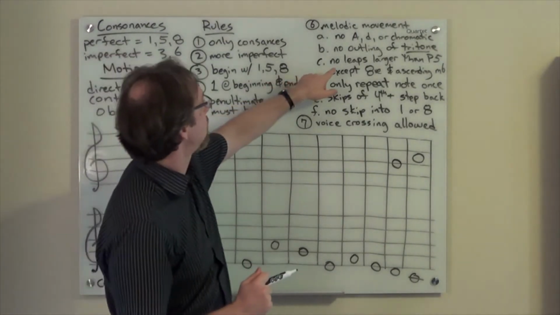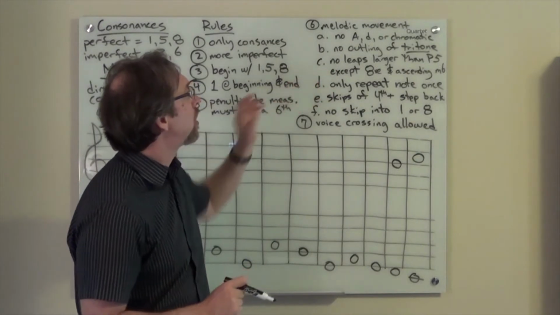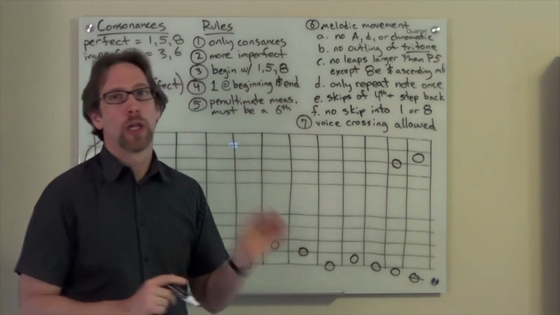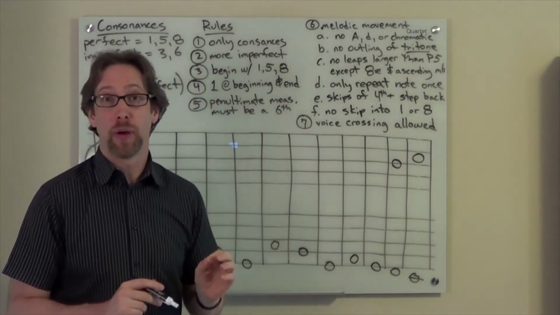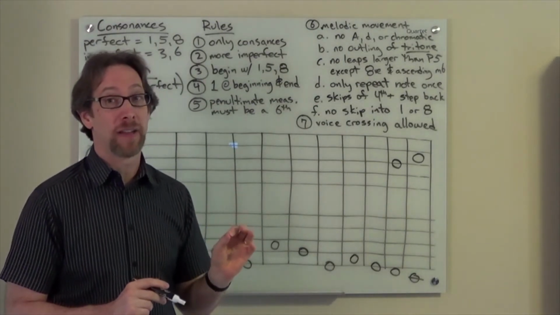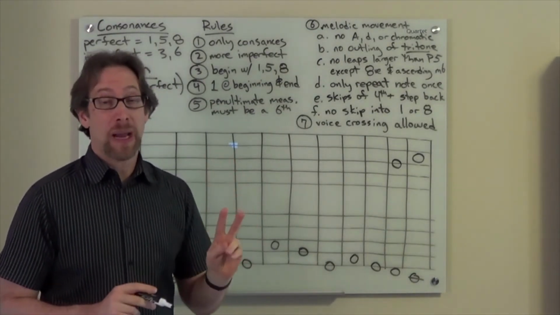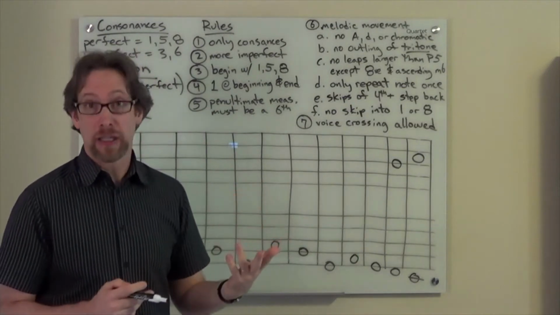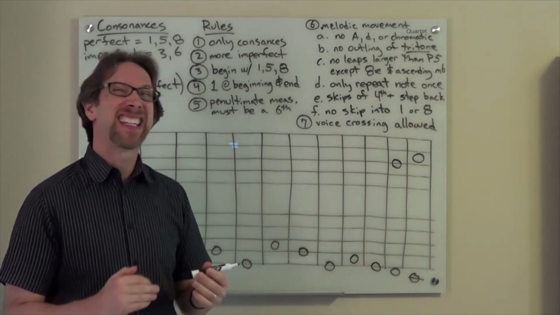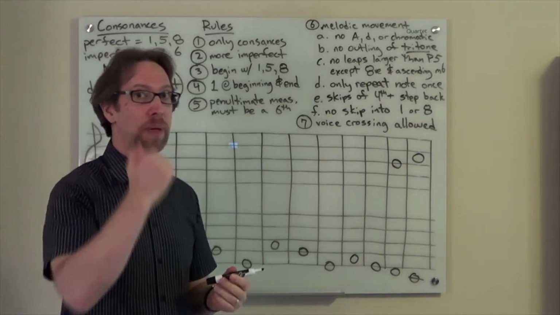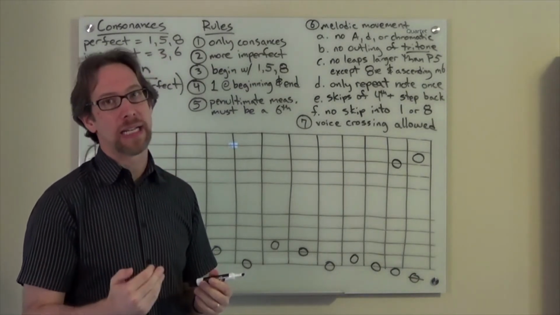Our next aspect of melodic movement, we don't want to have any leaps larger than a perfect fifth. No leaps larger than a perfect fifth. There's two exceptions. One is you can jump the octave, and the other is the ascending, which means going up, jumping up, ascending minor sixth.